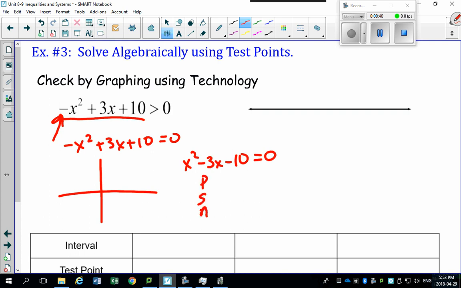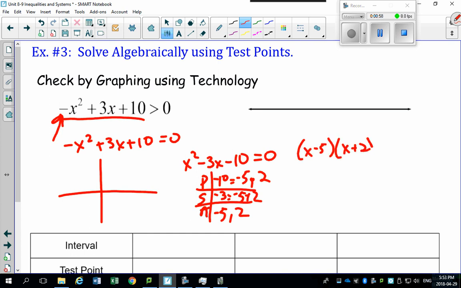PSA, here we go. You know that that's minus 10. You know that that's minus 3. So that's going to be minus 5, and of course, times by 2. Minus 5 plus 2, you know the values are minus 5 and 2. So check this out. x minus 5, x plus 2 equals 0. Perfect. Throw that in there. Let's see what happens. x equals 5 then, and x equals minus 2.